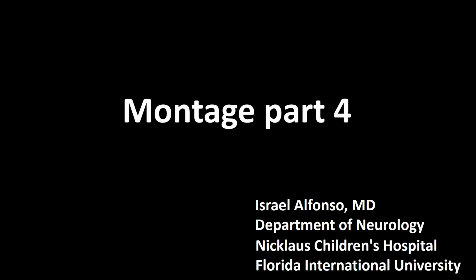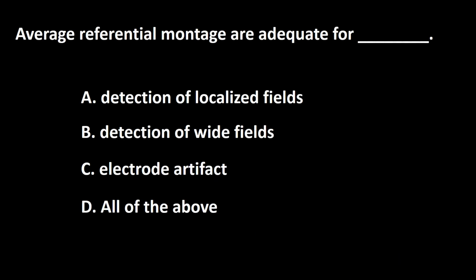This is the fourth part dealing with EEG montage. It will be conducted in a question and answer fashion. The first question: average referential montage are adequate for A.